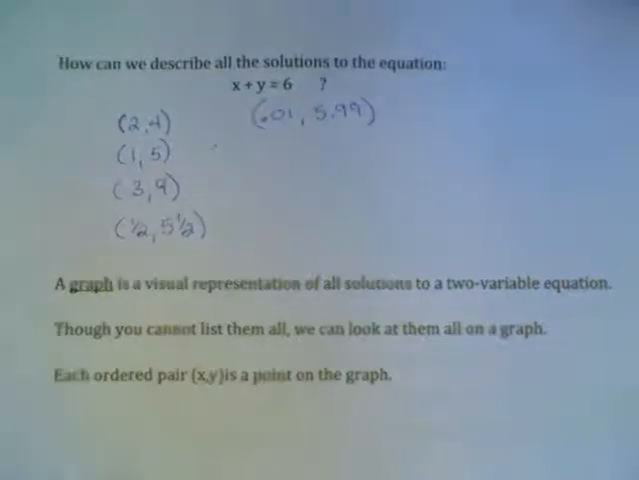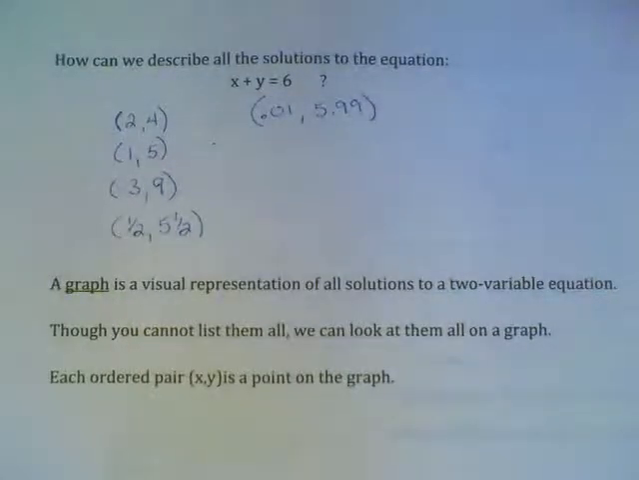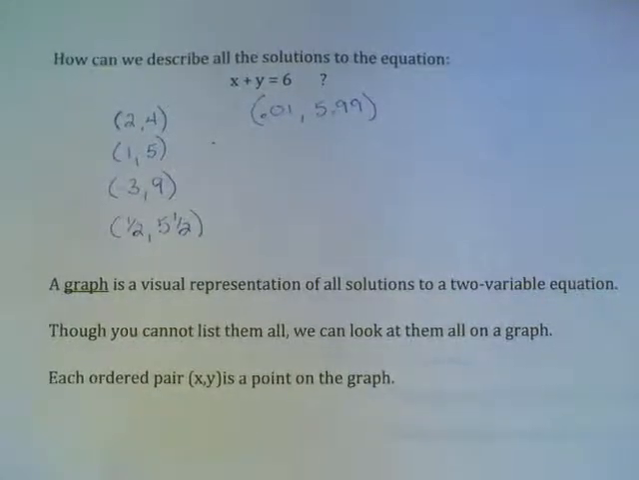To describe all of the solutions to a two-variable equation, I can draw a graph, and within this graph will be all of the different solutions, the positives, the negatives, the fractions, and the decimals, every single ordered pair, x and y, that work. Even though we can't list them all, we can look at them all on the graph. Each point that is on the graph and connected to another point on the graph will be a solution to the equation.